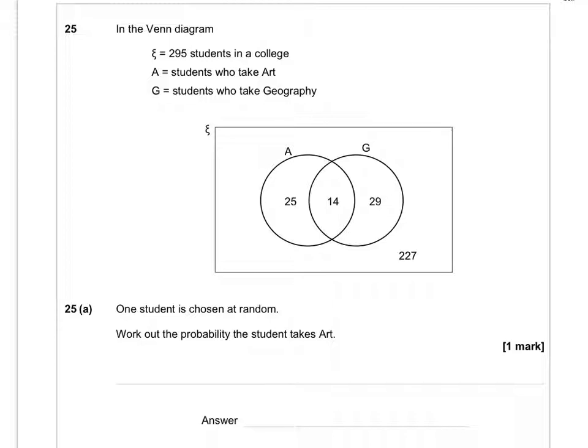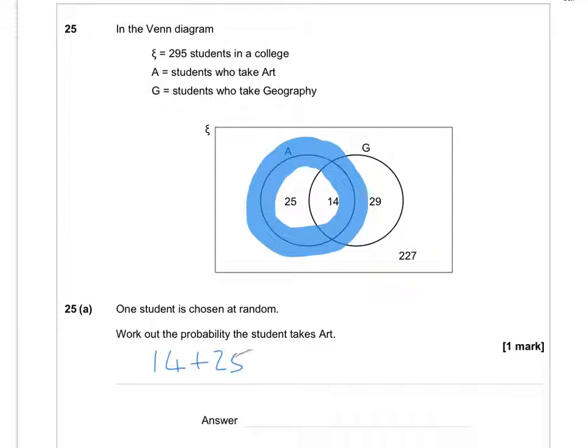Question 25 is making sure that you understand Venn diagrams and the probabilities that go with those. The first part is asking you to work out the probability that the student takes art. The number of people that take art is represented in this part of the Venn diagram here. So I've got 14 and 25. I need to add those together, which is 39. And there are 295 people altogether. So the probability that a student picks art is 39 over 295.